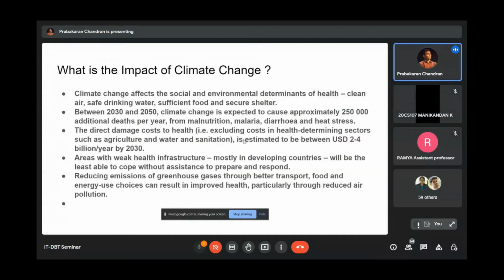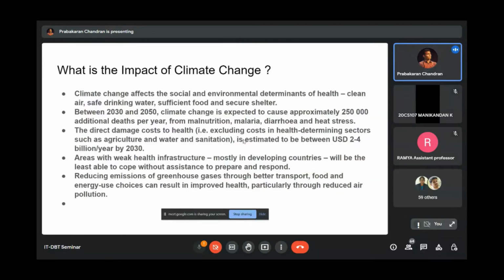And direct damage caused to health is estimated to be between 2 to 4 billion per year. It is going to be at most the budget of a particular well-grown state, right? And areas with weak health infrastructure, mostly in developing countries, will be least able to cope without assistance to prepare and respond. So India might face it. The reason is, when I say India, it's not the whole of India. It is certain states which don't have enough health infrastructure.